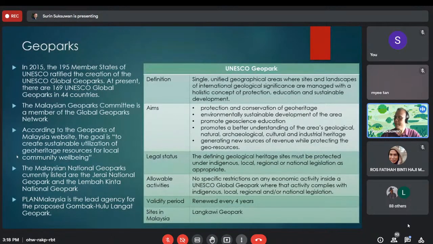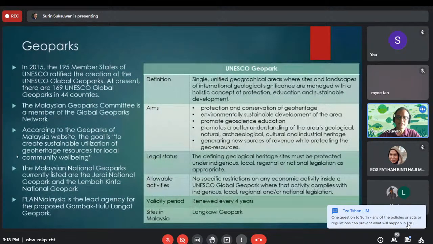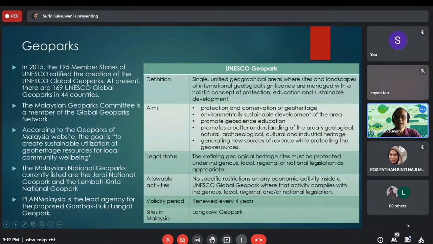So the National Geopark, there's not that much information currently available, so I can't really comment much about that. But with regard to the UNESCO Geopark, there is some guidance in terms of what kind of sites qualify to be geoparks. There's a definition there. You have some clear aims there, which is for protection and also sustainable development.